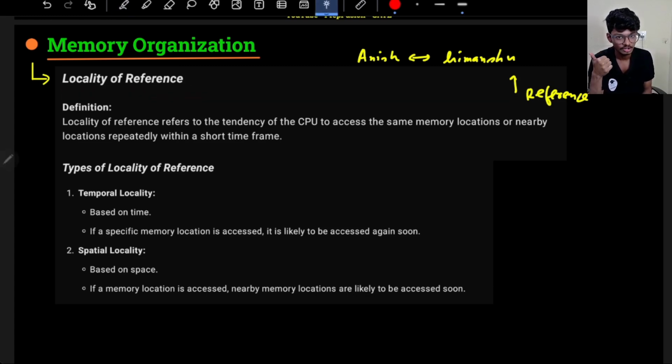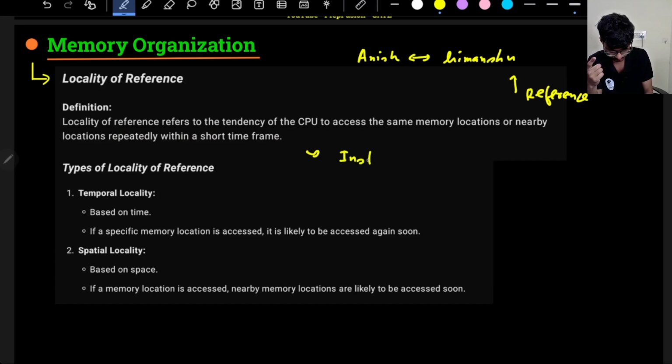But let's understand the first definition of locality of reference. Locality of reference refers to the tendency of the CPU to access the same memory location or nearby locations repeatedly within a short time frame. Okay, so basically, if I have to execute some instructions, I am doing some instruction fetch from the RAM. So the CPU is fetching some instructions from the RAM, then storing them in its own registers.